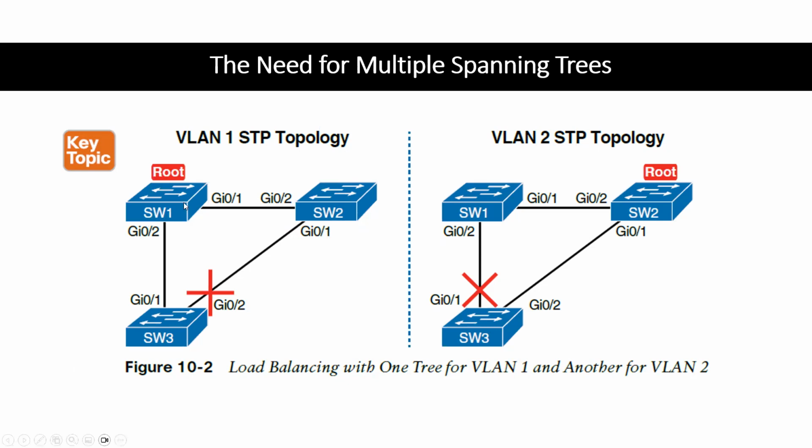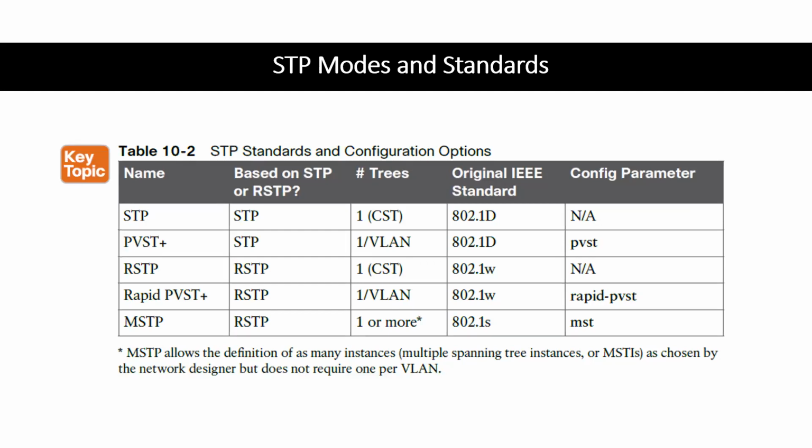So let's go ahead and keep going. Here are some of the things we need to go over, and I need you guys to understand. There are different types of standards and configuration options for spanning tree. Let's start with one. We have STP, regular spanning tree. The number of trees you can have is one, which is the common spanning tree. The original standard, of course, is 802.1D.